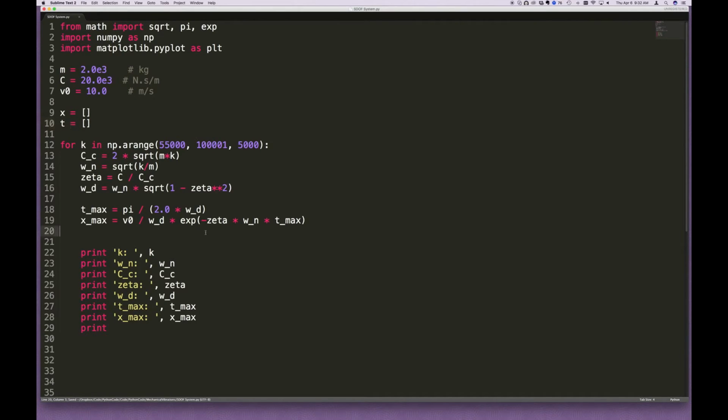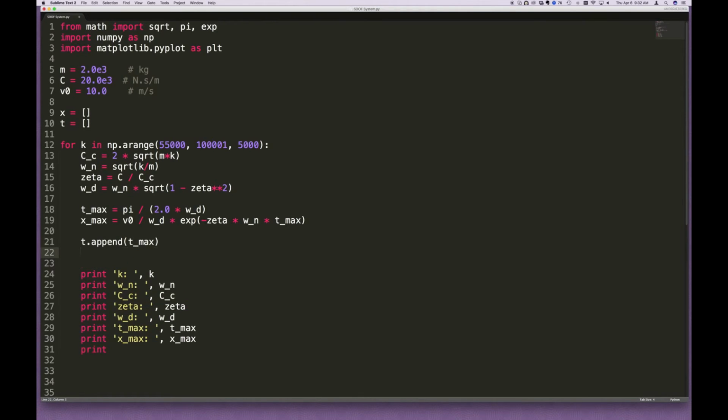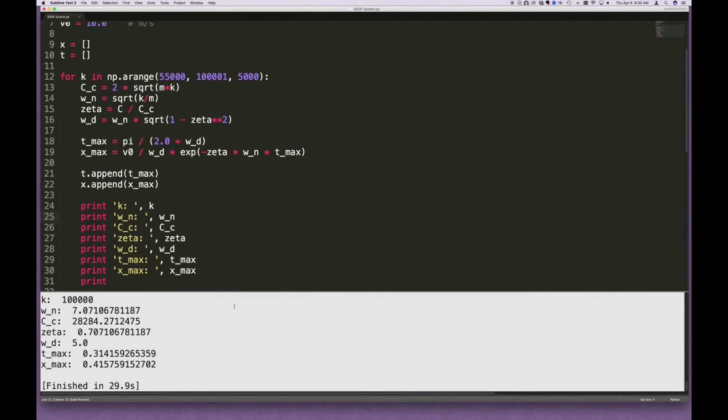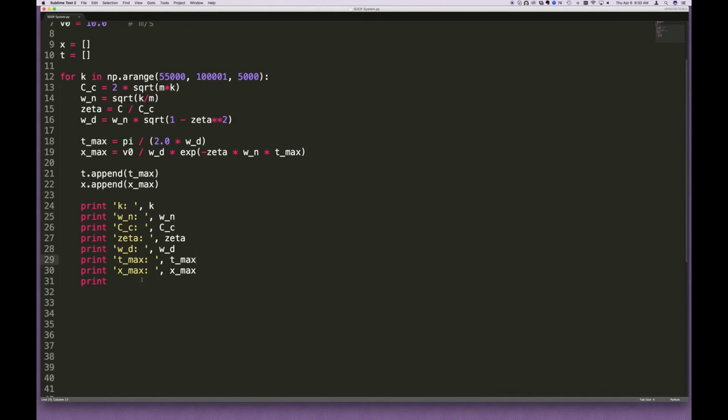outside of this loop. And then what we're going to do at each time here is append. So we'll say t.append, what do we want to append? We want to append t max. And same thing, x.append x max. The reason we're doing this is so we will have a list of all the x's and all the t's. It will take a little bit longer the first time. And there we go. So the idea is I want to store t max and x max for each one of these cases. And the idea of storing it is so that I can plot it later.